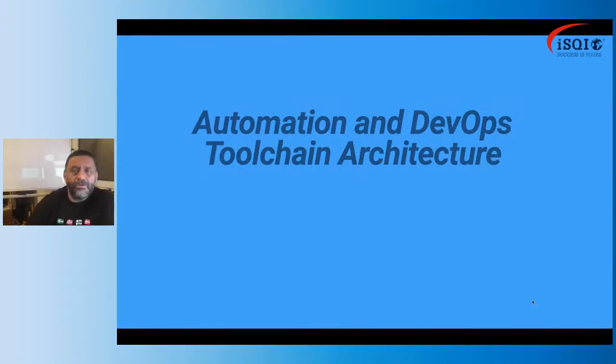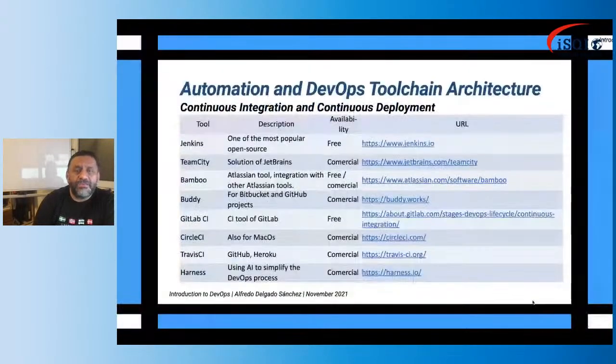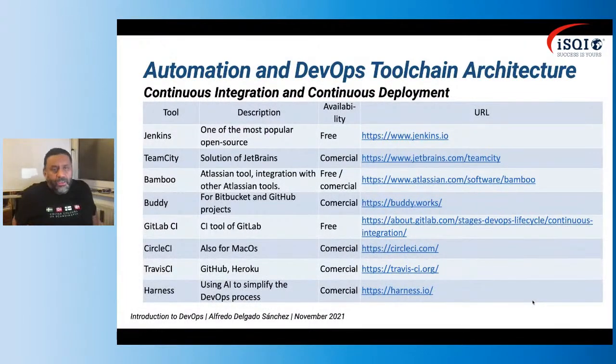And let's take a look at the toolchain that we use for DevOps. For example, for continuous integration and continuous deployment, there are a lot of tools that can be used to implement them. One of the most popular is Jenkins, a free tool. There are also other commercial tools, or tools related to specific platforms, like, for example, GitLab, or Travis CI, and so on.